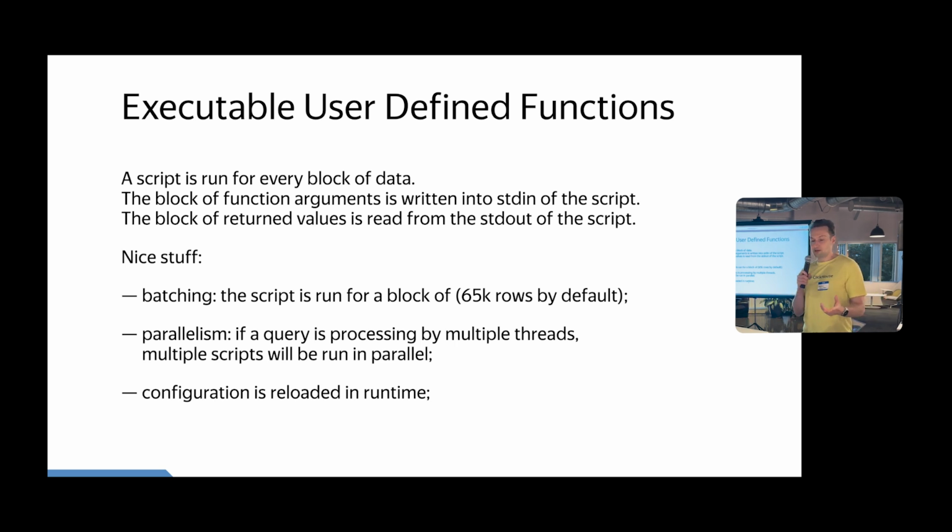If you specify max threads like 10, then it will run 10 scripts in parallel. It will be automatically batched. So if you have block size of 65K records, these 65K records will be piped into your script. And the configuration is reloaded without server restart.